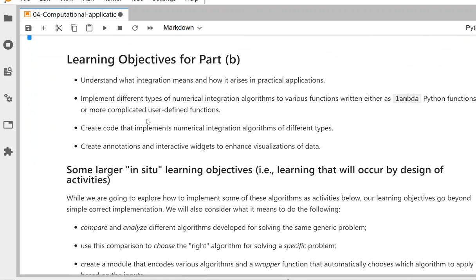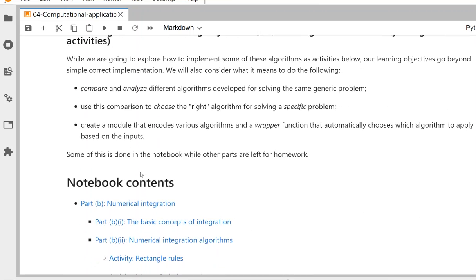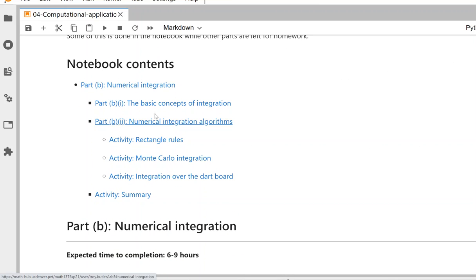So you should read through these learning objectives and these larger objectives that occur by design of activities just to help orient yourself on what you're going to see. But in the interest of time, I'll just go ahead and start.